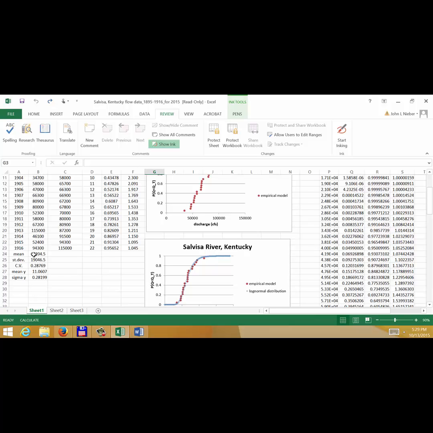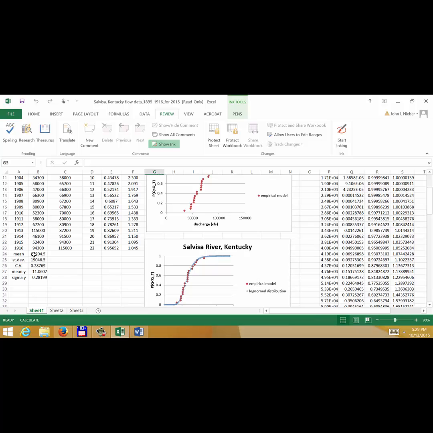The mean flow is 66,204 cubic feet per second, and standard deviation is 19,046.5 cubic feet per second. The CV there is what's defined as being the coefficient of variation, and it's just the ratio of the standard deviation to the mean, and the coefficient of variation is 0.287.